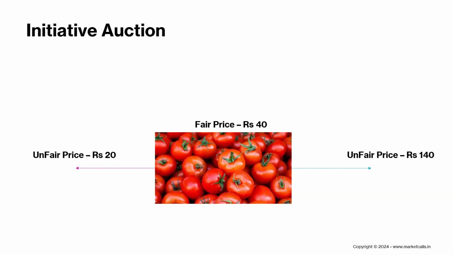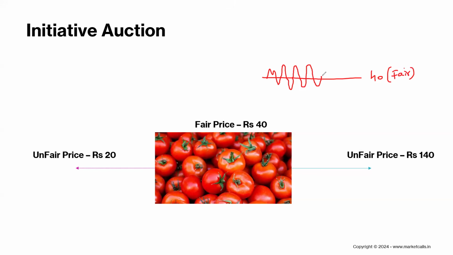So here we are talking about something called initiative auction and responsive auction. An initiative auction will be something like this. Let's say this is my 40 rupees of price action. This is like 40 rupees. Usually price will be trading around the fair price level most of the times. Right? So this is the fair price of tomato.